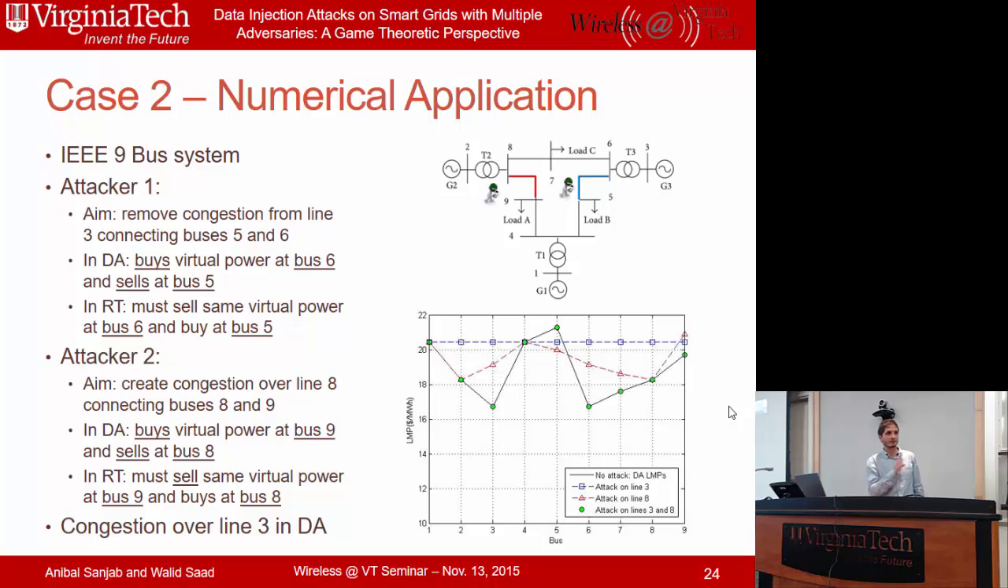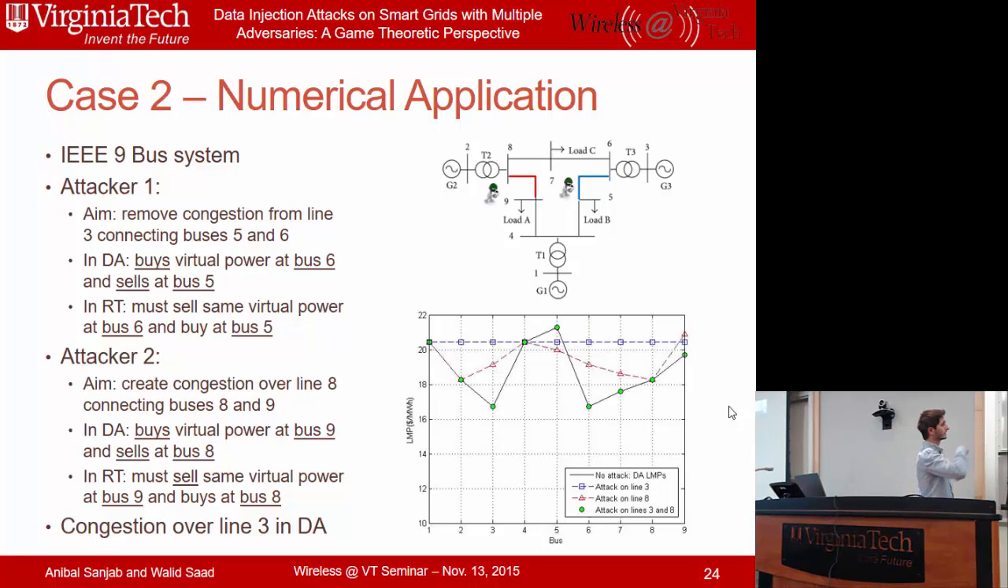Okay? The main strategy or the main aim is to make it seem as if there's no congestion, whereas there is some congestion, right? So when attacker 1, in blue, carries out its attack, we can see that the LMPs are equal now. So he was successfully able, or she was successfully able, to remove that congestion, make it seem as if there was no congestion at all. However, attacker 2 aims at creating a congestion over the line connecting buses 8 and 9.